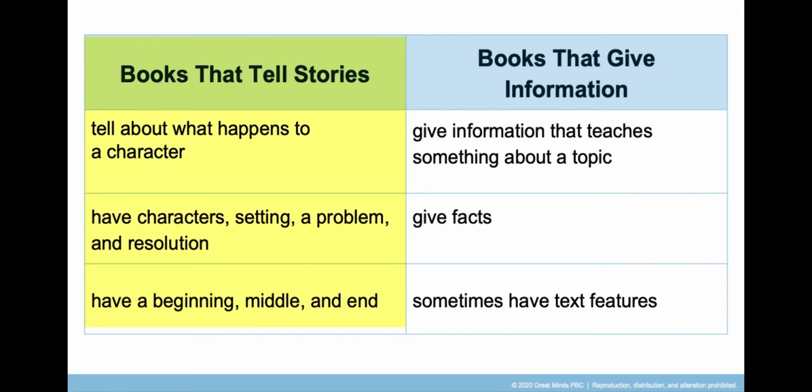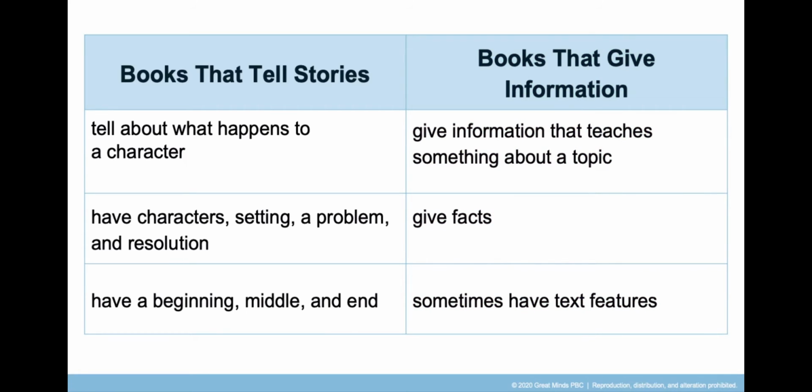Books that tell stories tell about what happens to a character. They have characters, setting, a problem, and a resolution. They also have a beginning, middle, and an end. Books that give information teach something about a topic. They give facts and sometimes have text features.